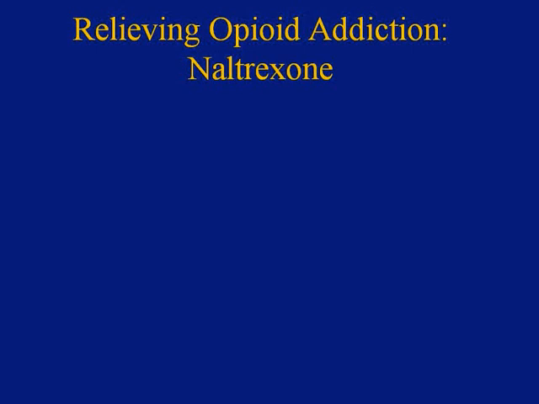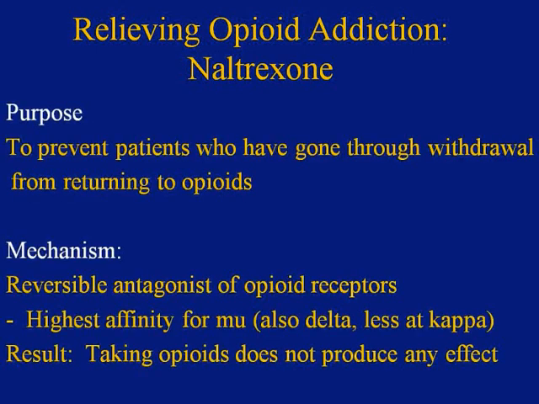Well, now we come to the last drug that is used to treat opiate addiction, and that is the drug naltrexone. The purpose of naltrexone is to prevent patients who have already gone through withdrawal from going back to opiates. How does it do that? It does that by the fact that it is an antagonist of the opioid receptors, a reversible antagonist, with the highest affinity for the mu receptors, but also having some affinity for delta and kappa receptors.